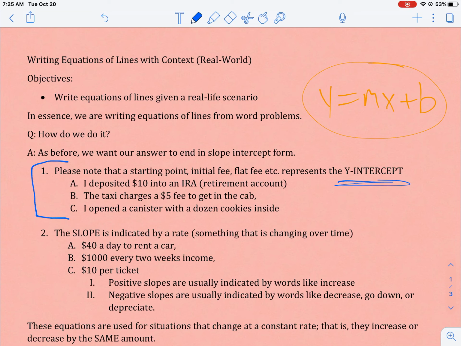So I've given some examples here. A flat fee, an initial fee, a starting point. I deposited $10 into my retirement account, a flat fee, $5 to get in the cab, or, Bobby opened a box of cookies with 12 cookies inside and ate one an hour. How many hours would it take for him to eat the whole box, right? But he would start with 12, okay? So that's going to be your y-intercept, the flat fee.